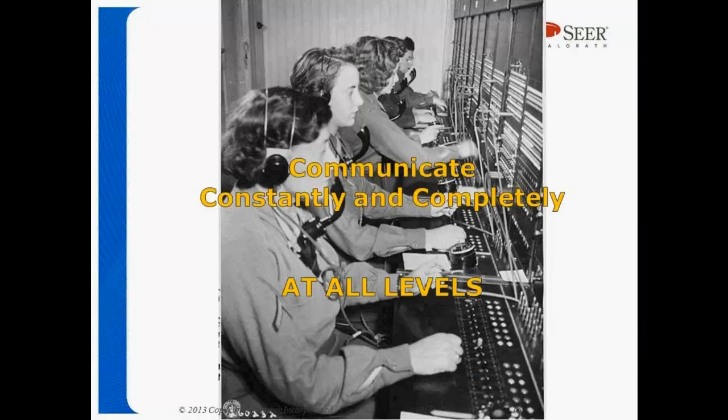which leads to this. You need to communicate constantly and completely at all levels. HHS was warned in the spring of 2013 by McKinsey that the program was off the rails, but the commander-in-chief didn't get that message. It didn't make its way up the chain of command. And so full communication had not been put in place on this project, apparently.